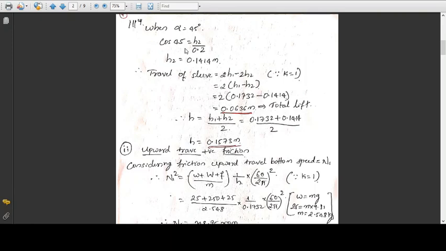Then similarly, if you consider alpha as 45 degree, the same equation applies: cos 45 equal to h2 by 0.2. So in place of h1 you substitute h2, and in place of alpha you substitute 45 degree. From this you will get h2 as 0.1414 meter. Therefore we have the equation for travel of the sleeve as 2 times h1 minus 2 times h2, or 2 into bracket h1 minus h2.